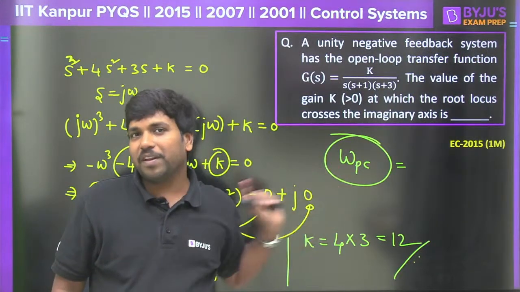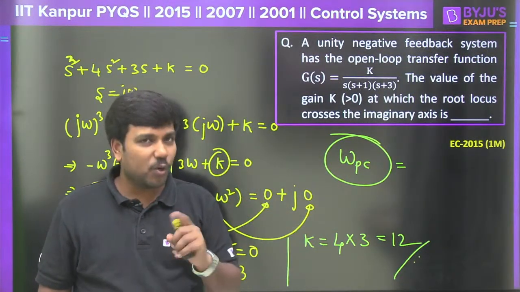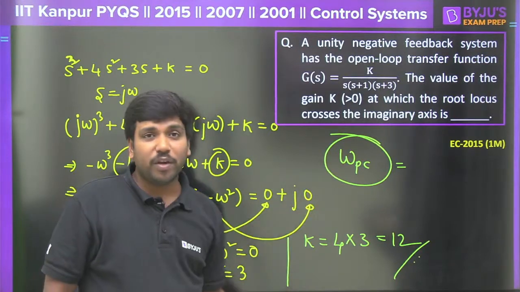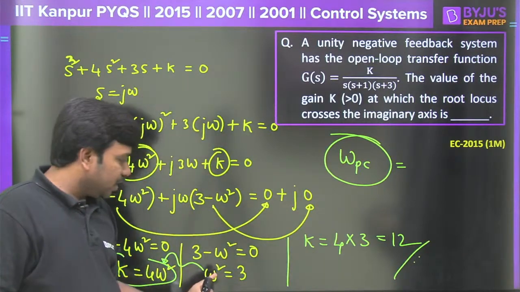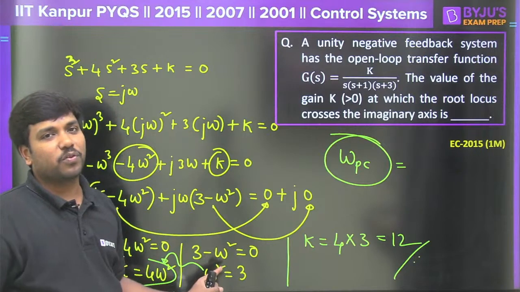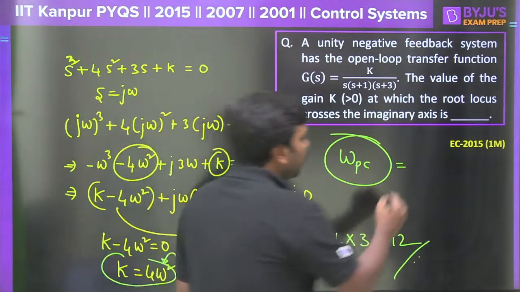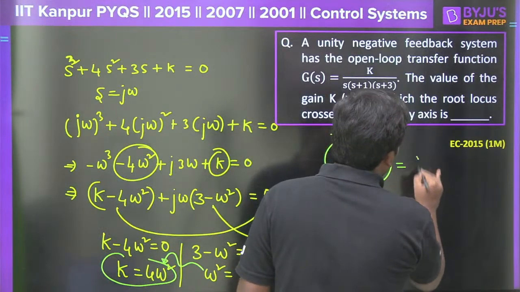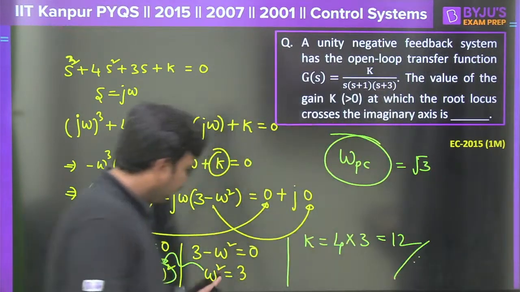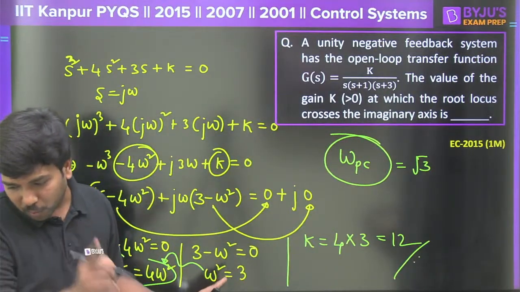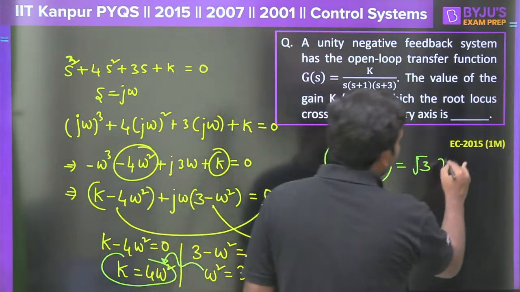Omega PC is considered as a phase crossover frequency. You all know that, right? Whatever the frequency where you are touching the j omega axis, that frequency is called omega PC. Here omega square is equal to 3. Therefore omega PC would be root 3, because omega square is equal to 3 means omega is equal to root 3. That's all. Very good. Root 3 radian per second.